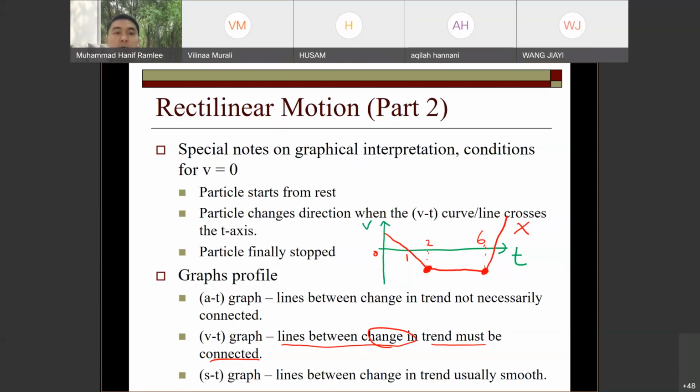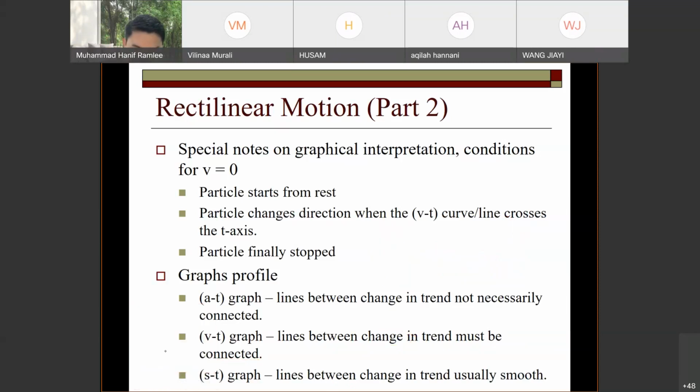The last one, lines between change in trend, where the ST graph lines between change in trend are usually smooth. So what does this mean? Normally for the ST graph in the question we have the quadratic equation, like this one. The graph should be like this, for example, very smooth. Usually we do not see the graph of ST as a linear pattern or constant value.